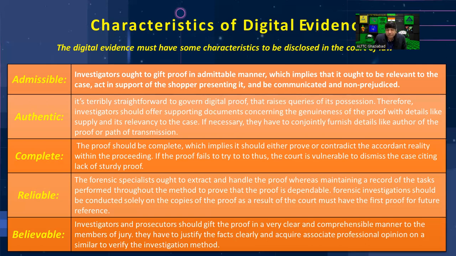Second is authentic. It is easy to manipulate digital evidence, which raises queries about its position. Therefore, investigators should offer supporting documents concerning the genuineness of the evidence with details like its source and its relevancy to the case. If necessary, they must also furnish details like the author of the evidence or the path of transmission.